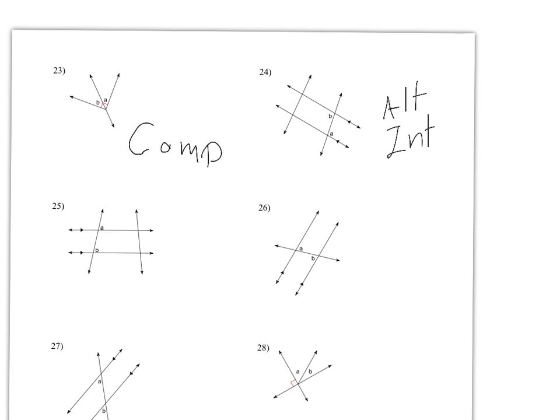Number 25, okay. Notice they're both above this line, so they're above the parallel, and they're on the same side of the transversal. So that means they are corresponding since they're in the same position. Number 26, like number 24, notice they're both inside, and they're on opposite sides. So we will say that that is alternate interior angles.